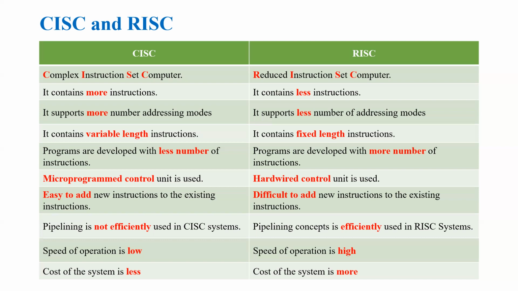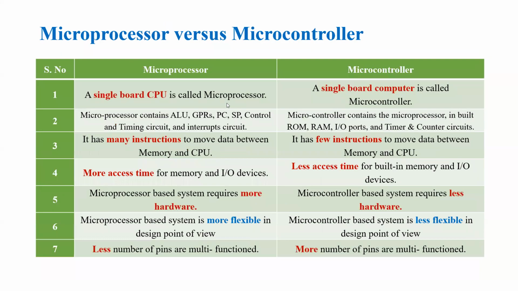And coming to the last, the cost of a CISC system is less because the speed is less, because cost and speed are directly proportional. But in the RISC case, the cost is more because the speed of operation is more. I hope you understand CISC versus RISC.